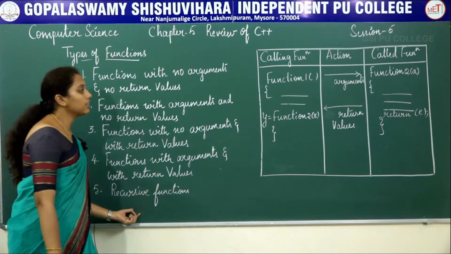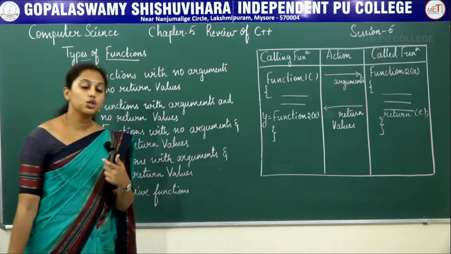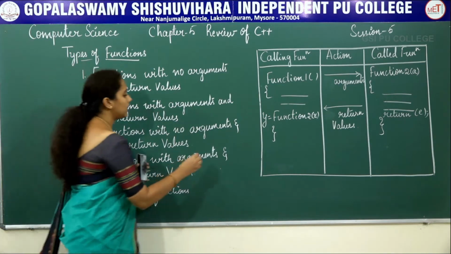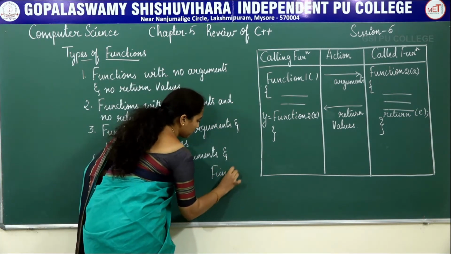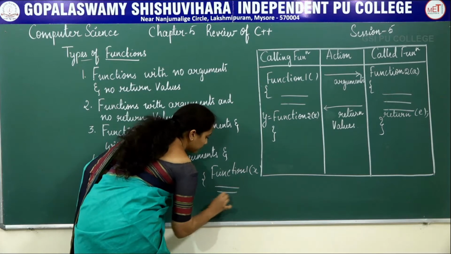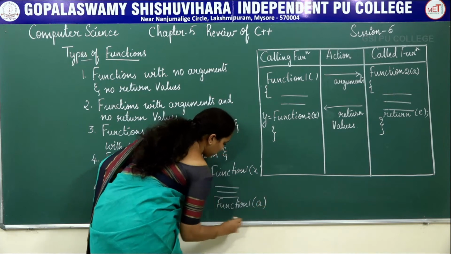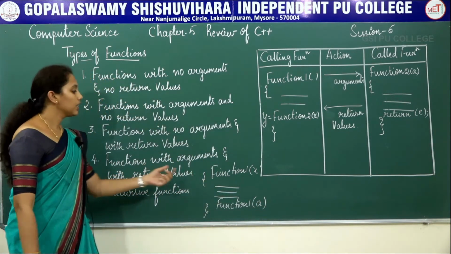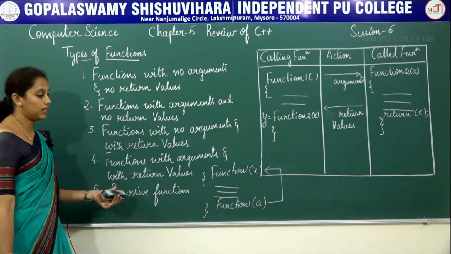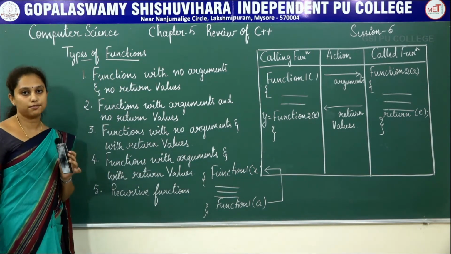Next type is recursive functions. So what are recursive functions? The functions which call themselves are called recursive functions. See here, this function is calling itself again and again, which is called a recursive function. So this is about the types of functions.